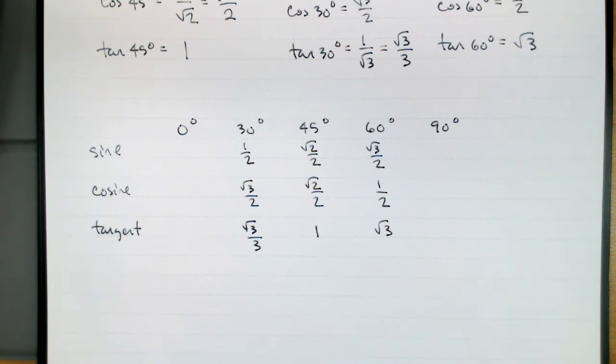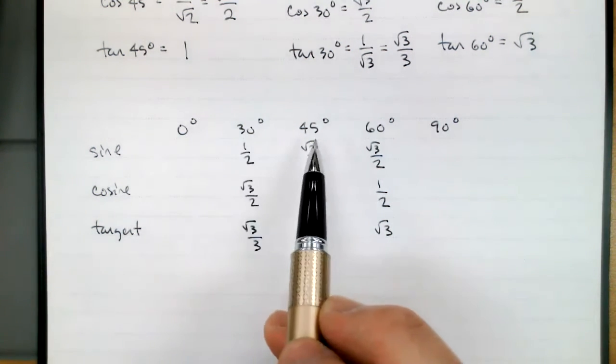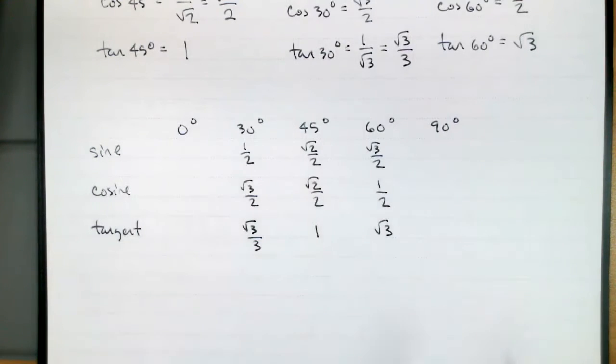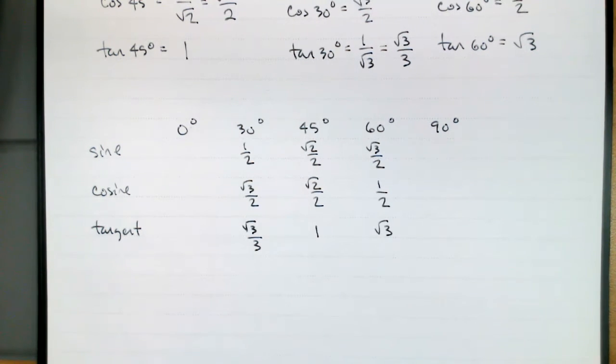So here we've organized things. I put the angles in order, so 30, 45, 60. And then I also put a 0 and a 90 at the beginning and at the end. Notice that the sine of 30 and the cosine of 60 are equal. That's because of the cofunction of complementary angles are equal. So sine of 30 is a half, cosine of 60 is a half.